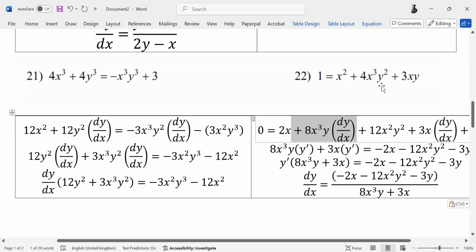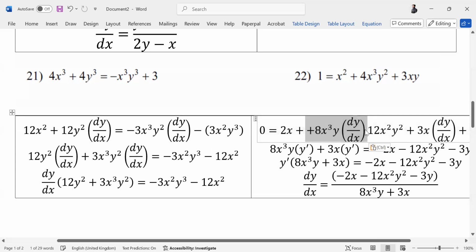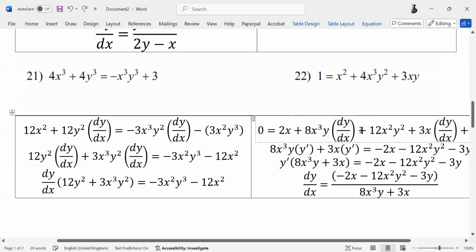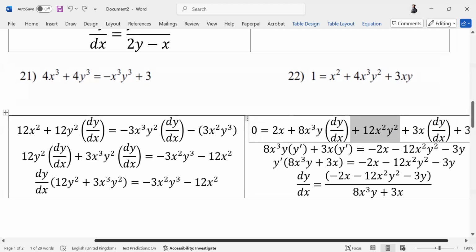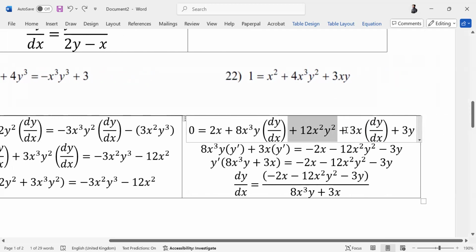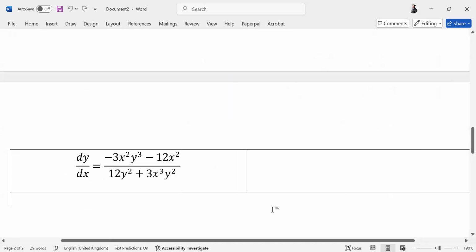Then y square will multiply by the derivative of 4x cube, which will end up giving me 12x square y square. And then 3xy, again I will apply the product rule. 3x will multiply by the derivative of y, which is dy by dx. And then y will multiply by the derivative of 3x, which is 3. Makes sense? Again, all dy by dx containing terms on one side. Take it as common and make it the subject.